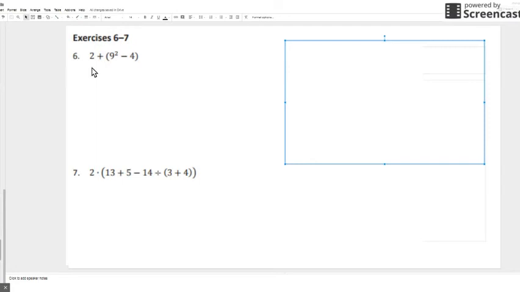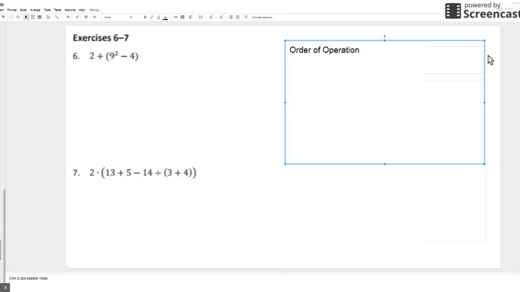All right, hello students. As we move on to exercises 6 and 7, we run into our last piece here. We have these things called parentheses. And the parentheses are actually at the very, very top of our order of operation. Those are the things that come first. So before we get started with this, I just want to break down what we have gone over, our order of operation.